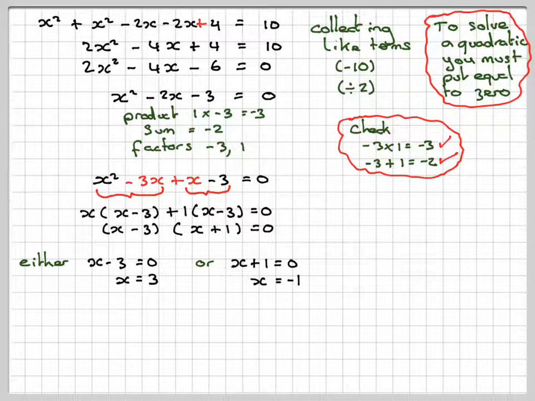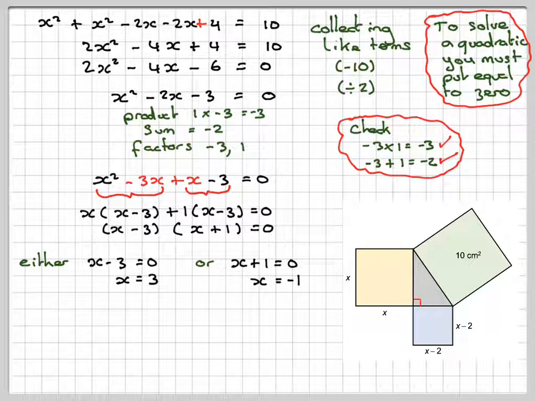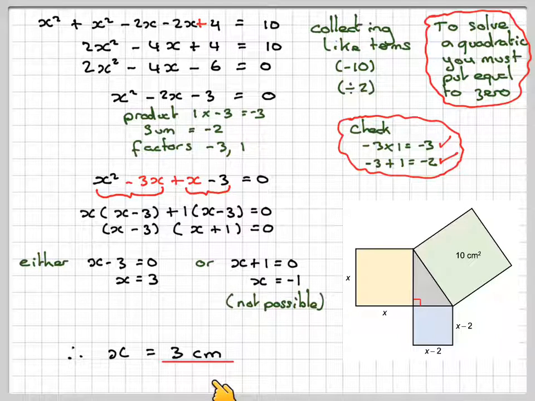Before we consider whether they are both solutions, we should look back at the original problem. 3 is okay, if we put this in here, 3 minus 2 will give me 1, and this will be 3. However, x is minus 1 does not work, because if we put minus 1 in here, we can't have a length of minus 1, it doesn't make sense, and this one would actually be minus 3. So there's only one solution to this. x must be equal to 3 centimeters.